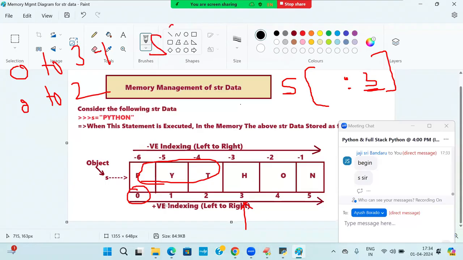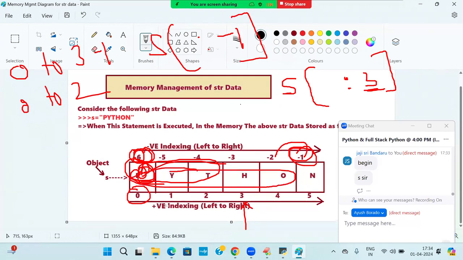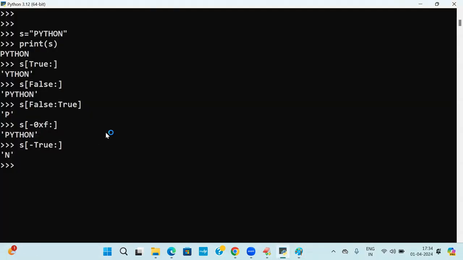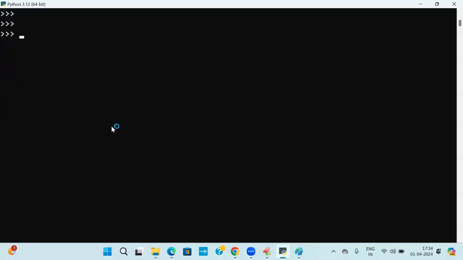What is the data? Pyt. Suppose if I am writing colon -1, what is that now? Negative. Negative means what is the first data? -6. -6 data is what? P. -1, -1. What is that? What is the answer now? Yes. Come on now. Quickly take the data. Python, take the data. Start everybody. Colon 5. What is the answer?